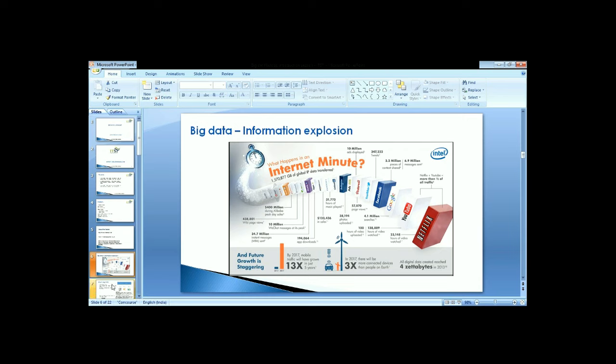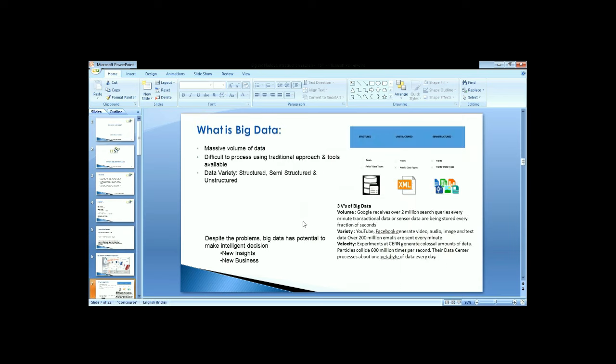Yes, so basically what is big data? Just to give you the terms, it's obviously a massive volume of data, data which is a bit difficult to process using traditional approaches like SQL, and variety. The other thing about big data is the variety of data. You bring any type of data, big data has an answer for you. You bring any problem with your data, big data has the solution for that.